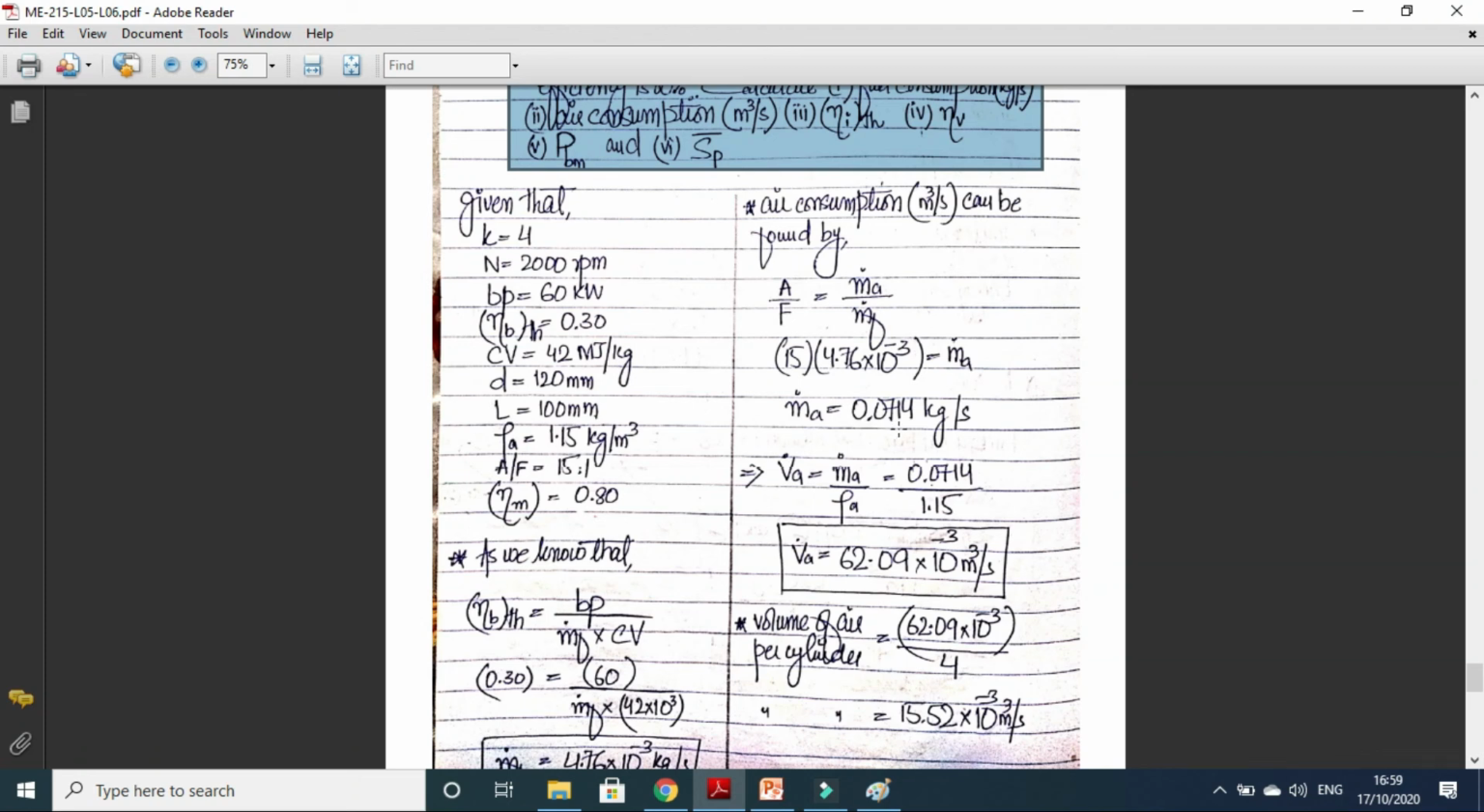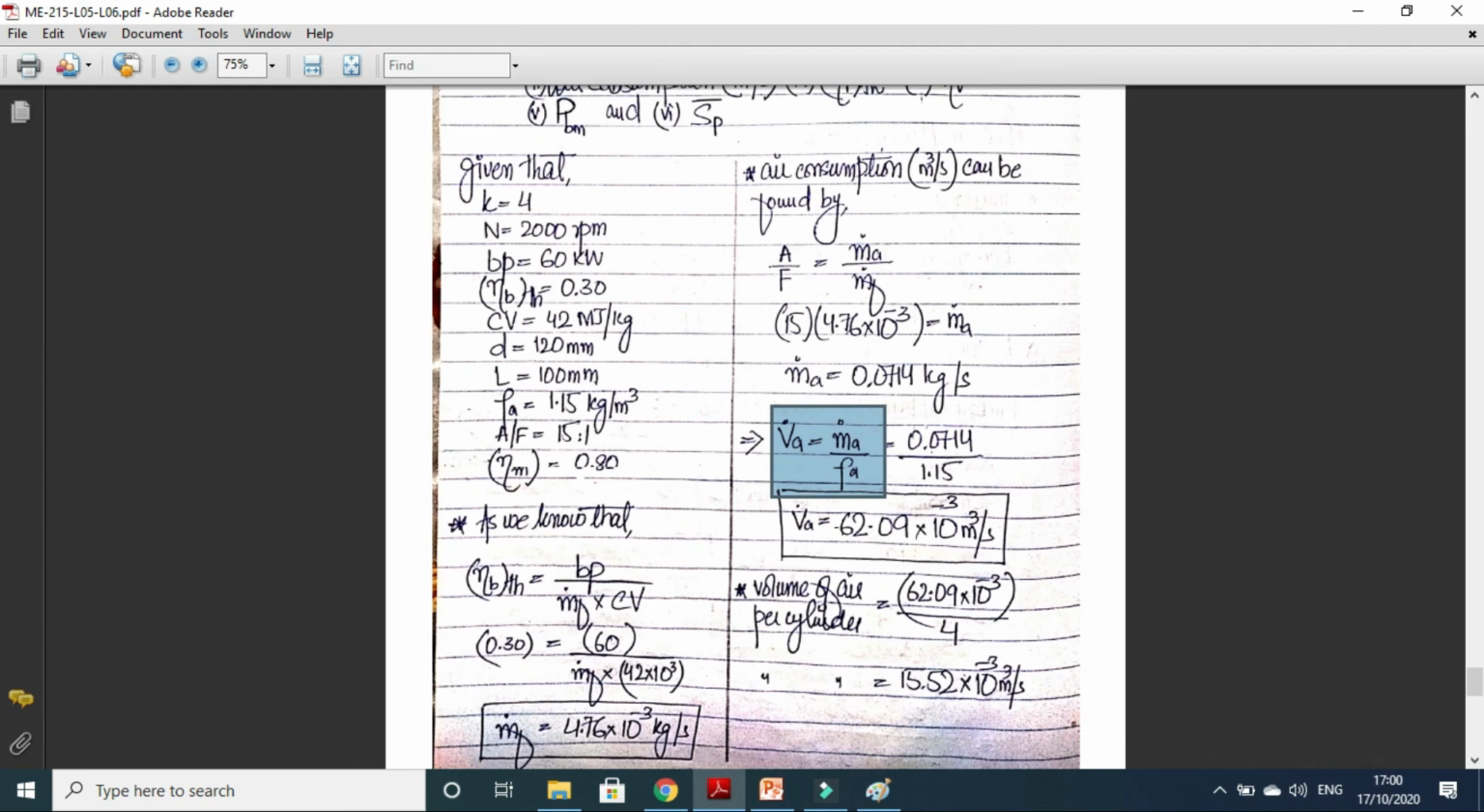Mass flow rate of air is in kilogram per second, and if I divide it by density, it will be kilogram per second divided by kilogram per meter cube. Kilogram will be cancelled out, so it will be meter cube per second. If you remember, we learned that the relation between mass flow rate and volume flow rate is that mass flow rate is equal to density times volume flow rate. This is the total volume flow rate of air. If we divide by 4, then it will be volume of air per cylinder.